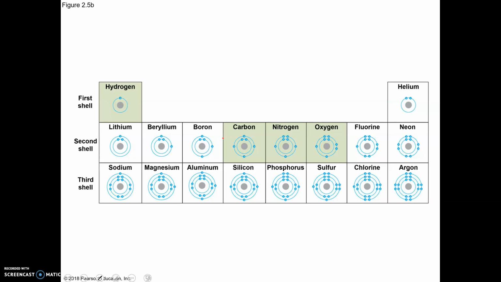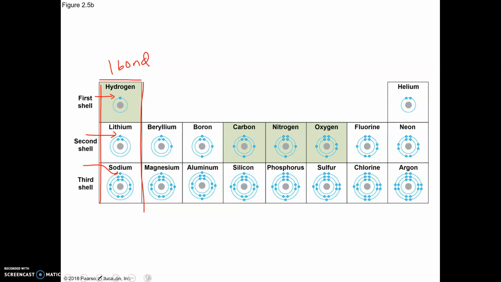So this is a little section of the periodic table. These are all in the same group. And notice what I was saying, they all have one valence electron. Sodium, lithium, and hydrogen, one valence electron. They will all tend to form one bond. Why would they form one bond?